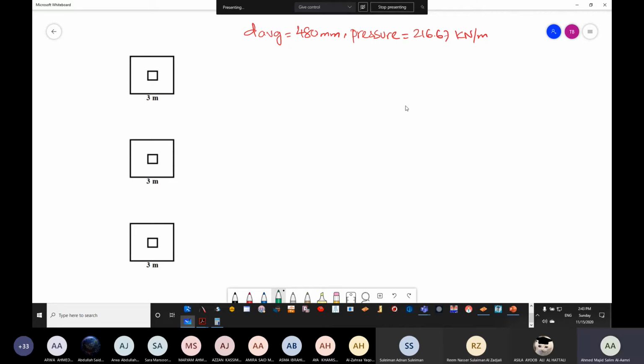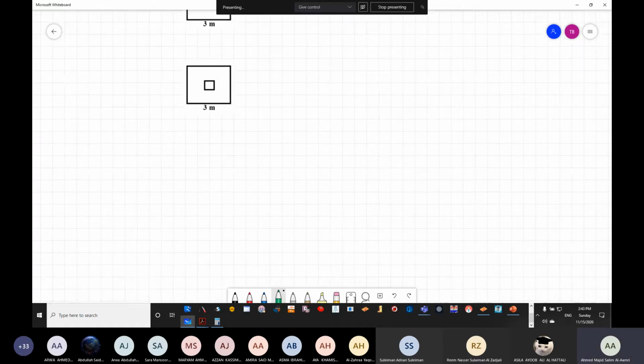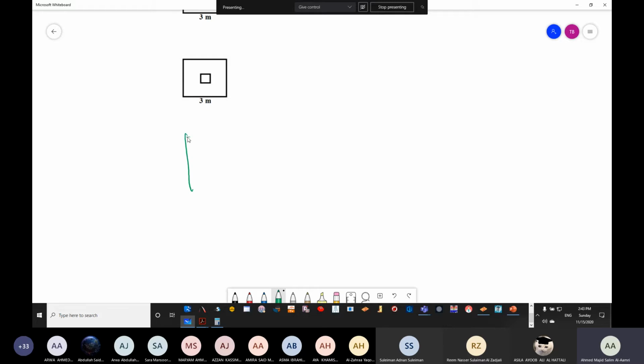So if you remember, we said, okay, let me finish. We said for a one-way shear, the shear force is going to happen after a distance of d. Okay, so this is d.